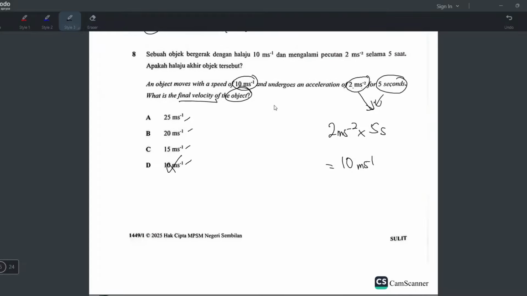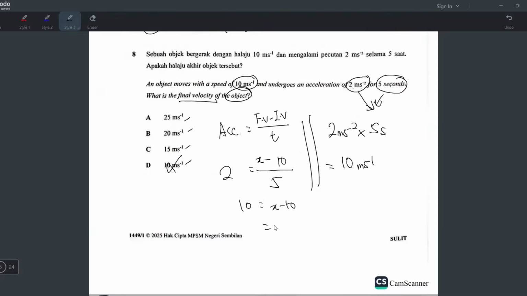Okay. All right. Of course, you can also use the formula. Acceleration equals to the final velocity minus initial velocity divided by time. The final velocity is the x, that's what I want to find. Minus with initial 10 over the time 5 equals to acceleration, which is 2. So it's x minus 10 equals to 10, x equals to 20. So the answer is B.